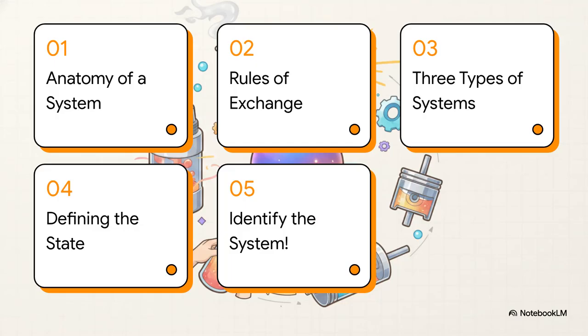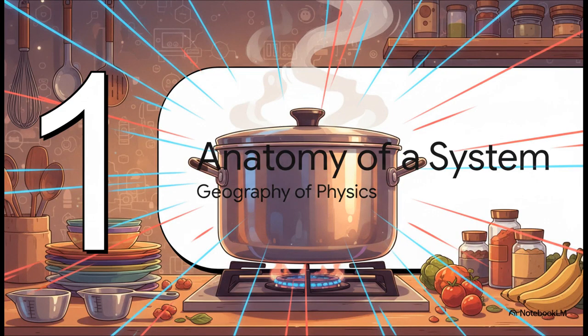We've got a lot of ground to cover today. We'll start with the anatomy of a system, break down the rules of exchange, look at 3 specific types of systems, define what a state is, and then wrap it all up with a quick practice round. Let's dive right in. First up, the anatomy of a system, or what I like to call the geography of thermodynamics. Because in physics, before you can measure anything, you really have to know exactly where you're looking.